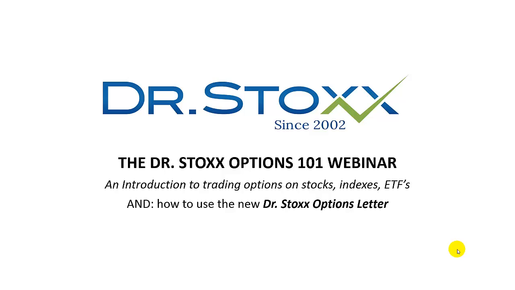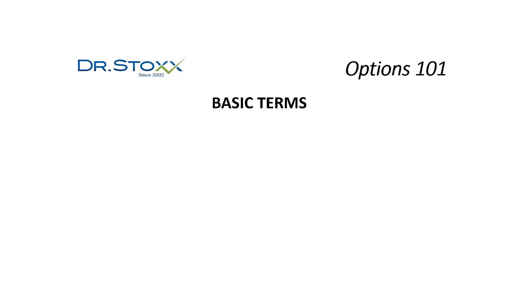And then thirdly, I'm going to take you over to the trading platform that I use in Interactive Brokers to actually put on option trades, and I'm going to show you what that looks like and how you go about putting on, for example, a naked put or a vertical credit spread. So we'll do that at the end of today's webinar. So let's get started. First, some basic terms.